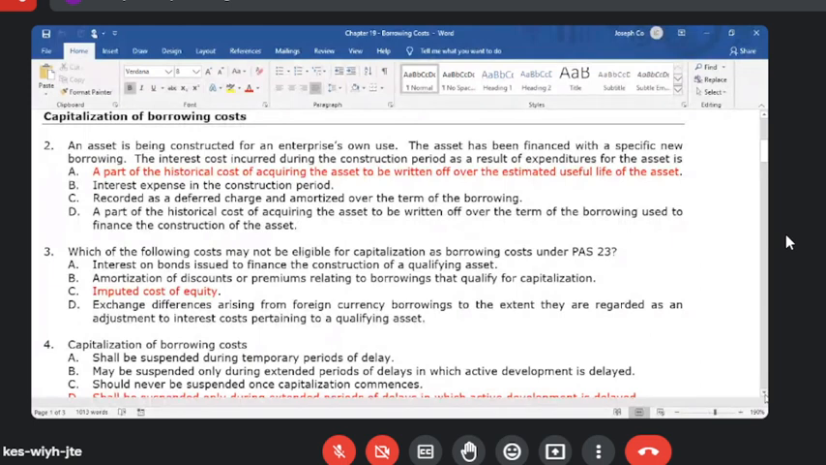Number 2. An asset is being constructed for an enterprise's own use. The asset has been financed with a specific new borrowing. The interest cost incurred during the construction period as a result of expenditure for the asset is, okay, we capitalize, kaya, as part of the historical cost of the acquired asset to be written off over its useful life. Meaning, ang point lang dito, the moral lesson is we capitalize the borrowing cost.